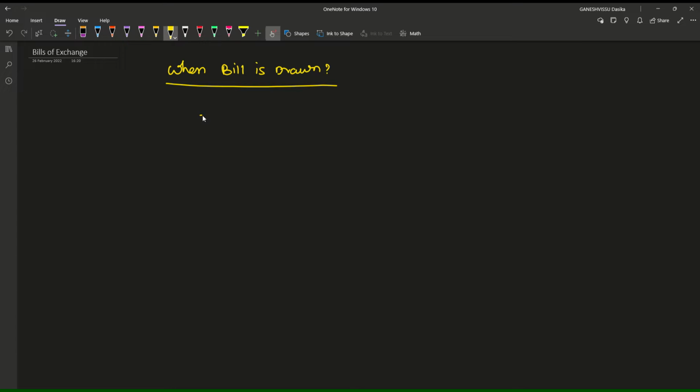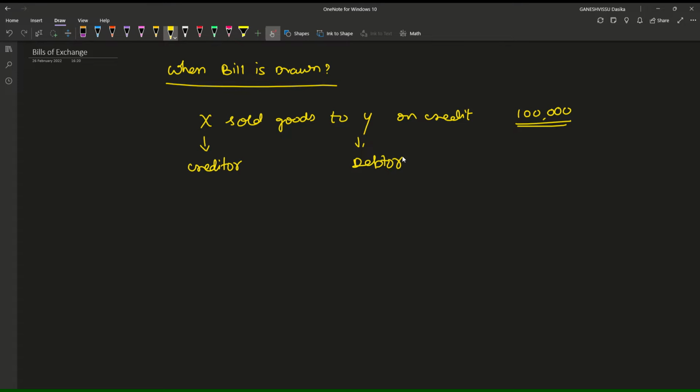There are two persons, X and Y. Let us suppose X sold goods to Y on credit, for rupees 1 lakh. This is a huge amount. On credit means X becomes the creditor and Y becomes the debtor. The debtor and creditor relationship between X and Y has started.